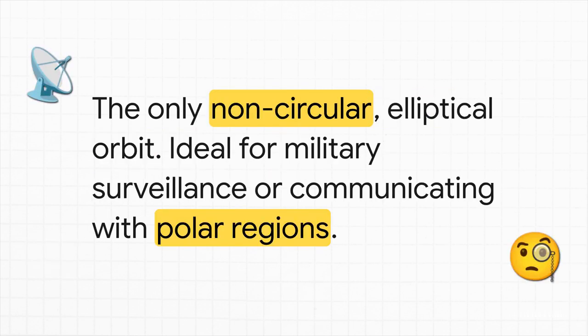And finally, we get to the top, high Earth orbit, or HEO. And this one has a really unique feature. It's the only one of the 3 that isn't a perfect circle. It actually follows an elliptical, or oval-shaped path. This special orbit lets a satellite kind of linger for a really long time over one part of the world, which is ideal for things like military surveillance or for communicating with remote polar regions.